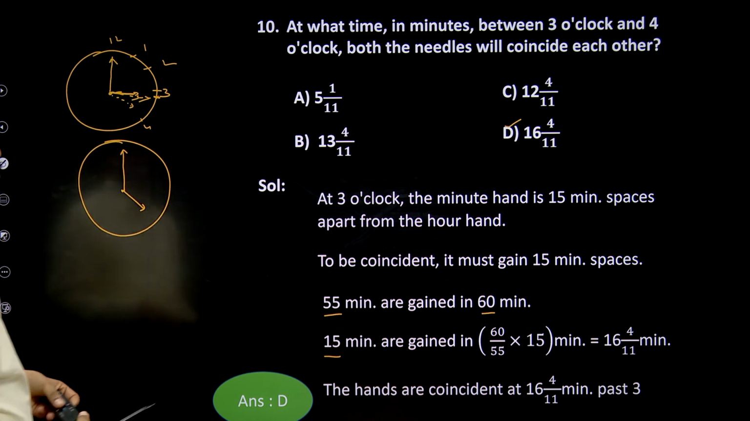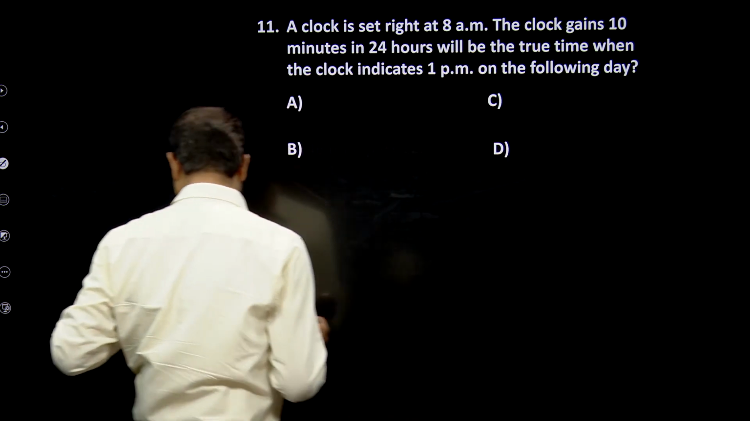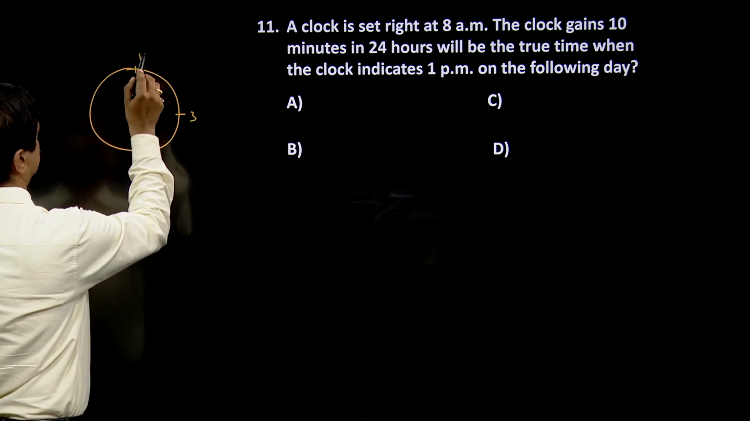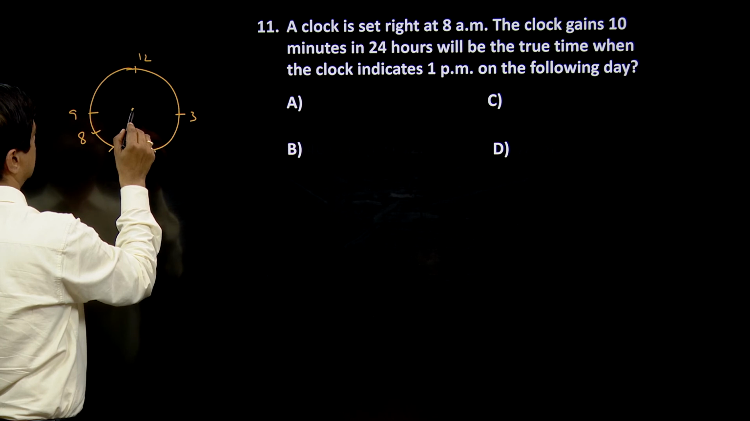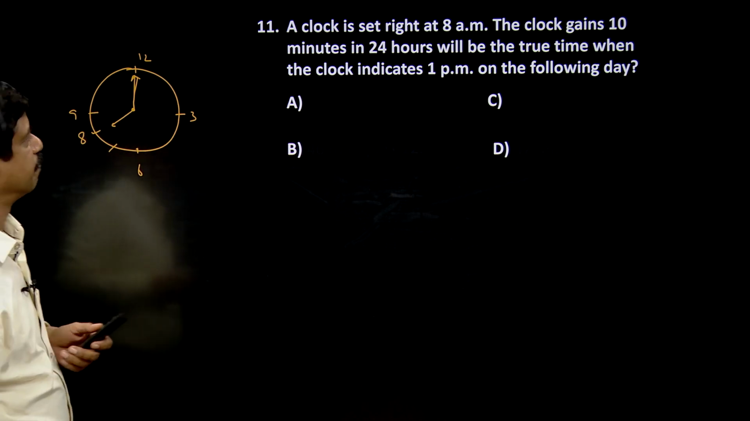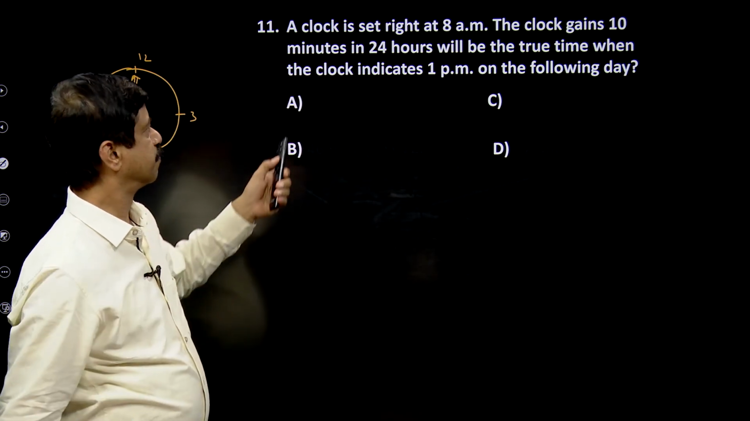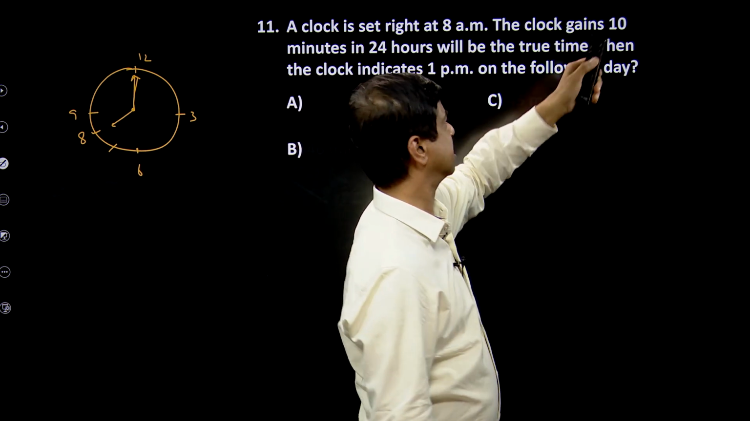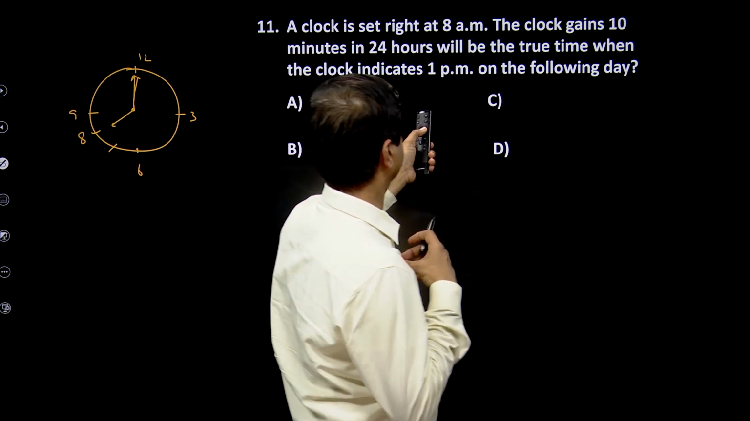Okay. So let us move to the next question. A clock is set right at 8 a.m. 8 a.m. means what? The clock will be like this. So this is 6, 3, 12, 9, 8, 7. This is 8. So the hours needle will be here and the minutes needle will be here at 8 a.m. The clock gains 10 minutes in 24 hours. We have already discussed this. So 24 hours also we will convert into minutes, because these two should be of the same units. What will be the true time when the clock indicates 1 p.m. on the following day?